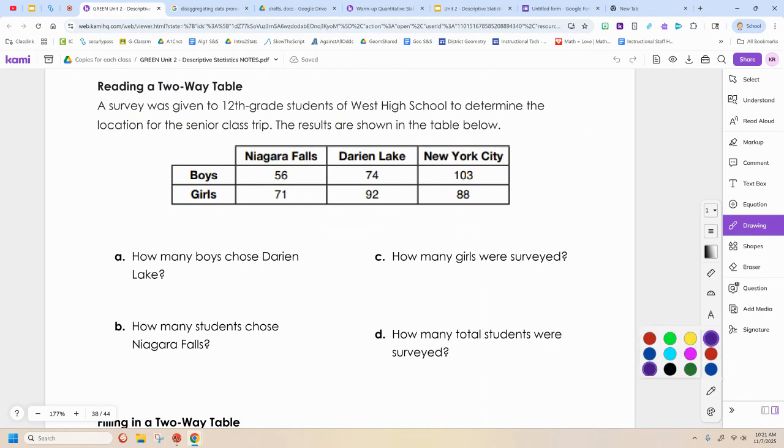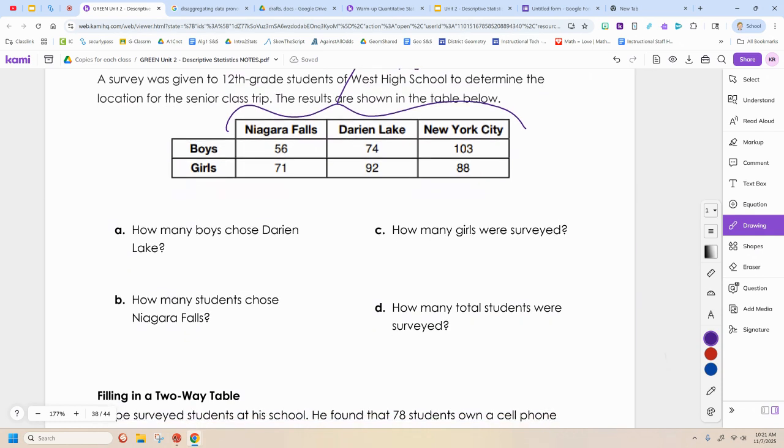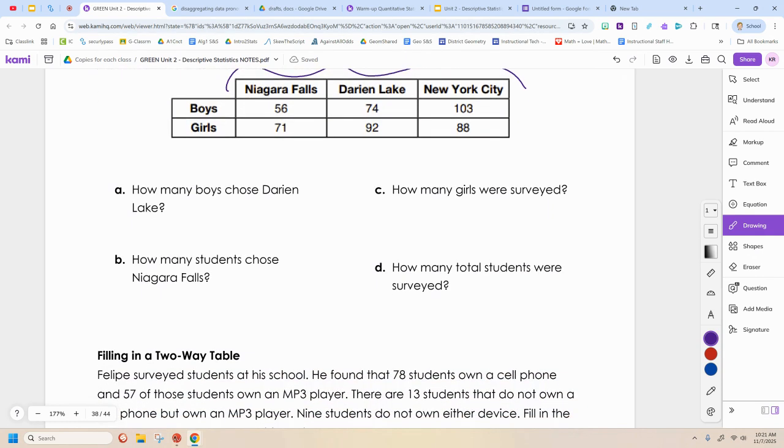So this is a fake survey given to 12th graders at West High School to determine the location of their senior trip. Possible locations: we might go to Niagara Falls, we might go to Darien Lake, or we might get to go to New York City. Then they separated that data by boys and girls. There are 4 questions down here: A, B, C, and D. See if you can answer them. On your mark, get set, go. This is something that you should already have the knowledge base to do.